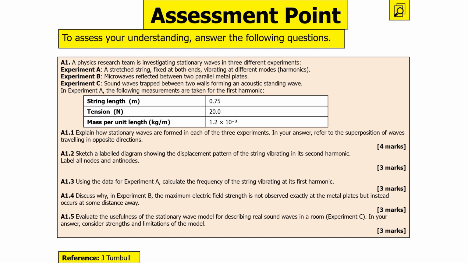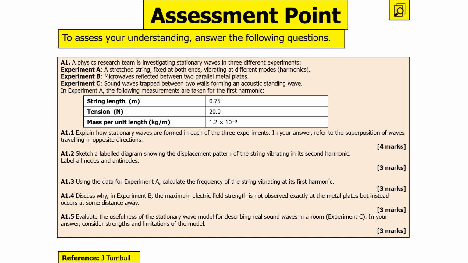Explain how stationary waves are formed in each of the 3 experiments. In your answer, refer to the superposition of waves travelling in opposite directions. Sketch a labelled diagram showing the displacement pattern of the string vibrating in the second harmonic. Label all the nodes and antinodes. Using the data for experiment A, calculate the frequency of the string vibrating at the first harmonic.